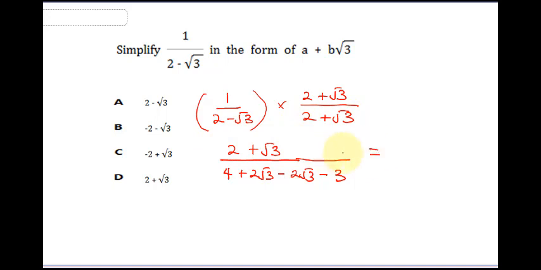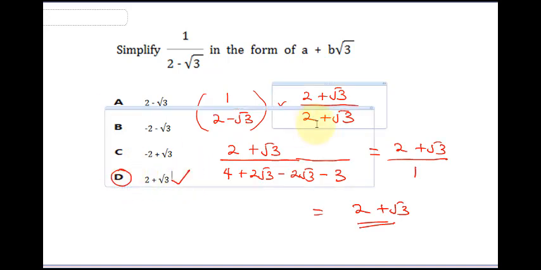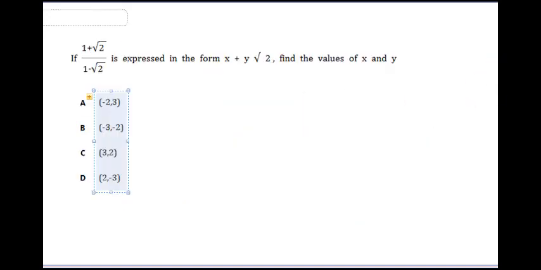So from here, you have your answer to be 2 plus root 3 all over. Now, you have plus 2 root 3 minus 2 root 3. That will be 0. So because this is plus 2 root 3 minus 2 root 3, that will be 0. Then 4 minus 3 is going to give us 1. That means our final answer is going to be 2 plus root 3. So as easy as that, you can solve this question. And you can see the correct answer here. It's D.